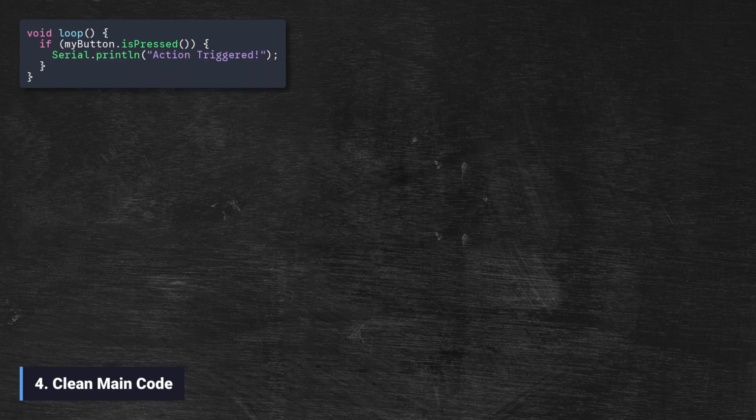Look how much cleaner our loop becomes. No more comparing against HIGH or LOW. We just ask the button if it's pressed. This is professional-grade code that is easy to read, easy to debug, and easy to maintain.